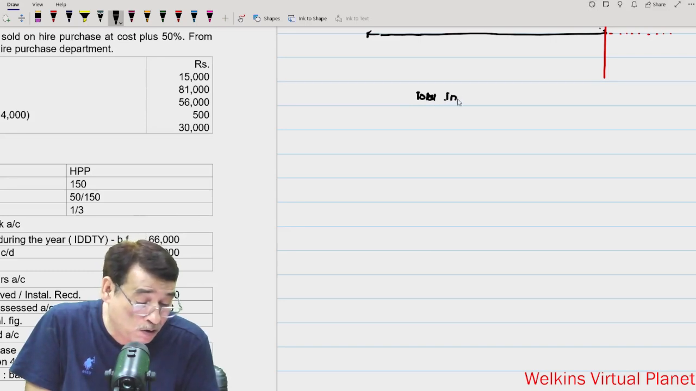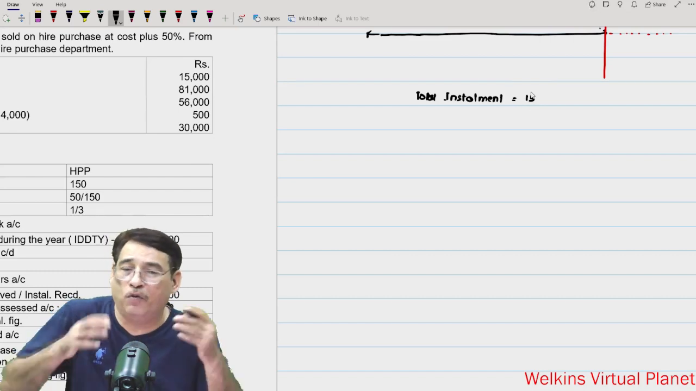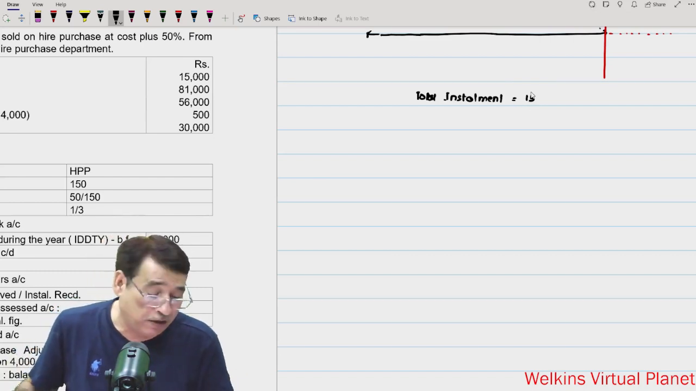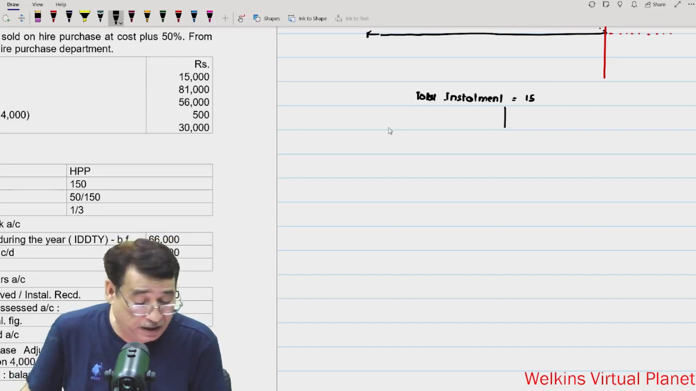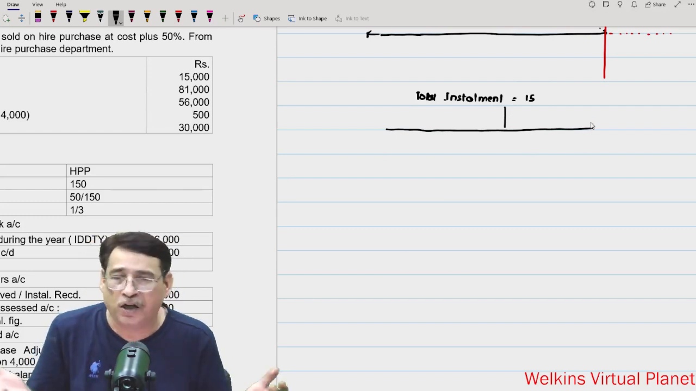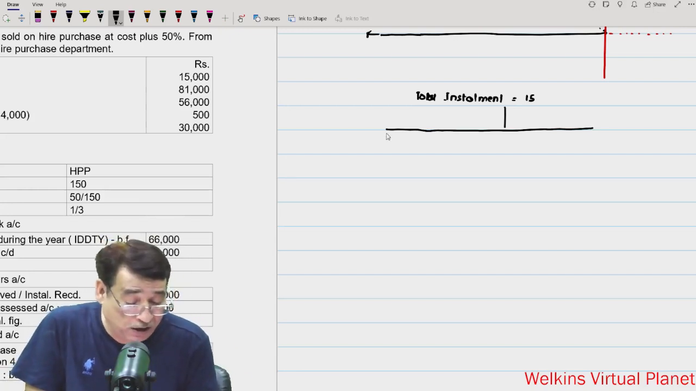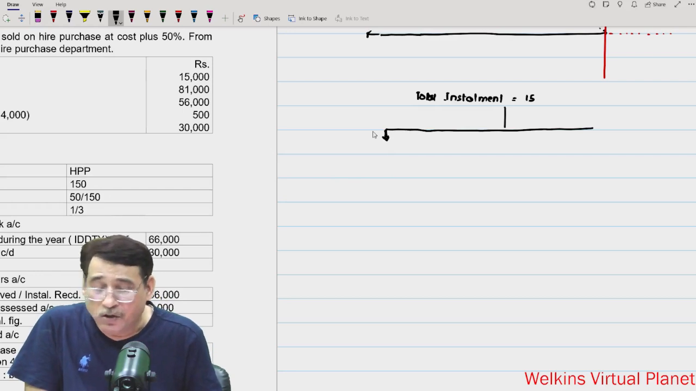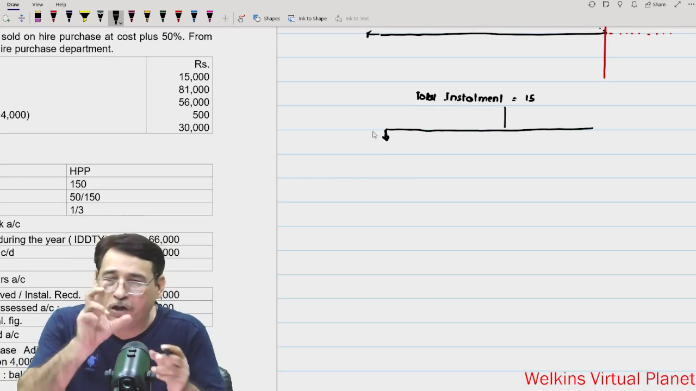First of all, you need to understand in this particular case, total installment amount. Total installment is equal to 15. Correct? I have sold you 1,50,000 worth of goods, asking you to pay me 10,000 rupees each month. So total installments are 15. But the point here, you need to understand that the entire lot of 15 installments will not become due in the current accounting year, because in the current accounting year, there could be only 12 months, correct? So at the most, in the current accounting year, total installments which may become due could be only 12.